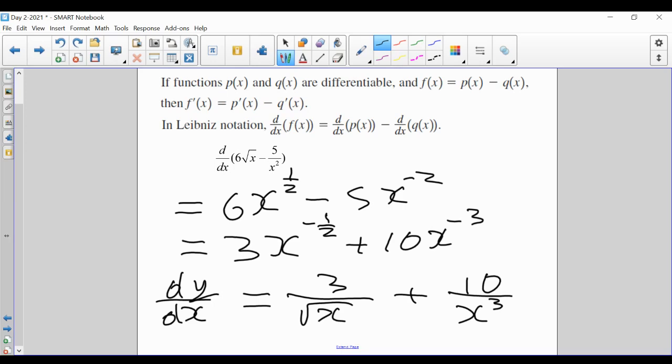Or hold on, let me see what you have there. You have 3 over x. Oh, I see what you're doing. You put 3 over x. But instead of saying x to the half, I'm putting it back as a square root. All right? So I get what you're saying now. So 3 over the square root of x. And instead of saying 10 times x to the minus 3, I'm putting 10 over x to the power of 3. All right. Is everybody comfortable with what I just did?